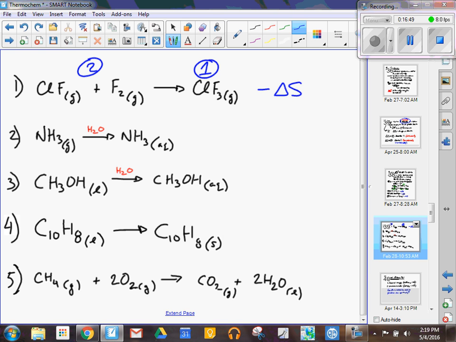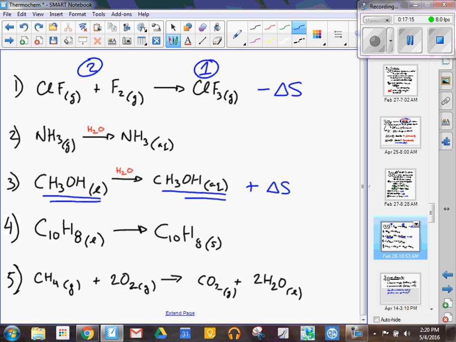Let's do number 3. That is dissolving methanol in water. So here we have a pure phase substance, highly ordered. And here we have a mixture. Remember, aqueous means that it's a solution, it's a mixture. So we have increased disorder, positive delta S there.